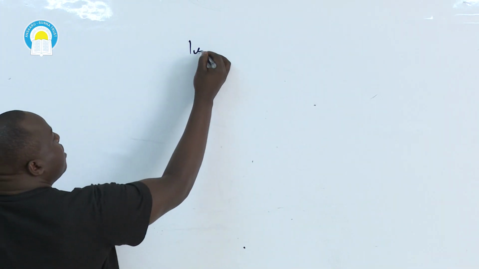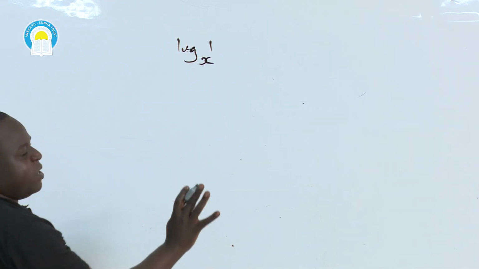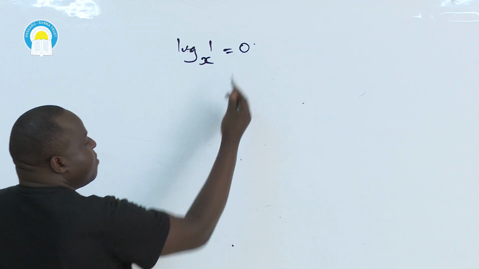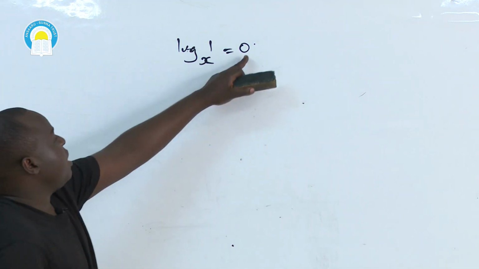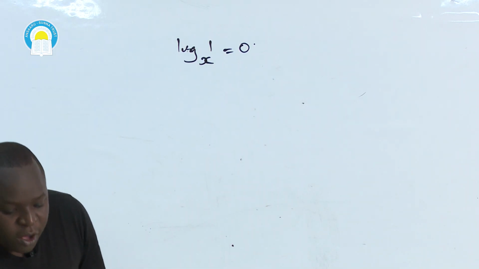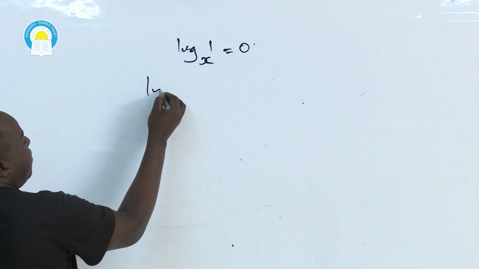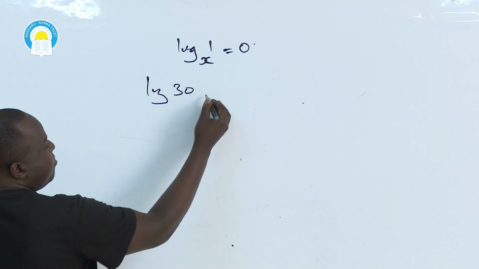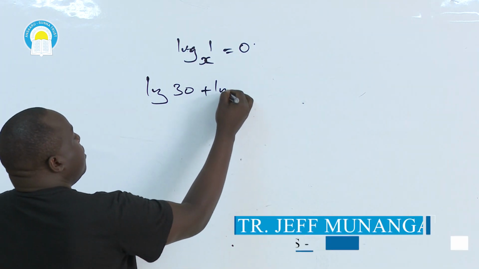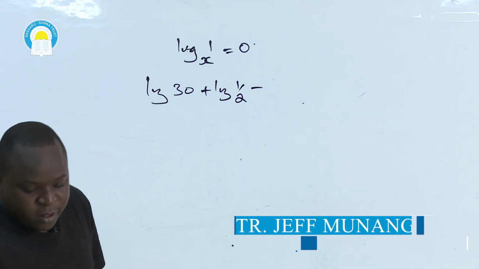Before I use the example, remember the law. The law is log 1 base anything. So it can be any value. The answer should always be 0. So anytime you have log 1, remember to write 0. Or in logs, anytime you have a 0, you can write 1 to the base of anything. Okay, the example: simplify log 30 plus log a half minus log 15.